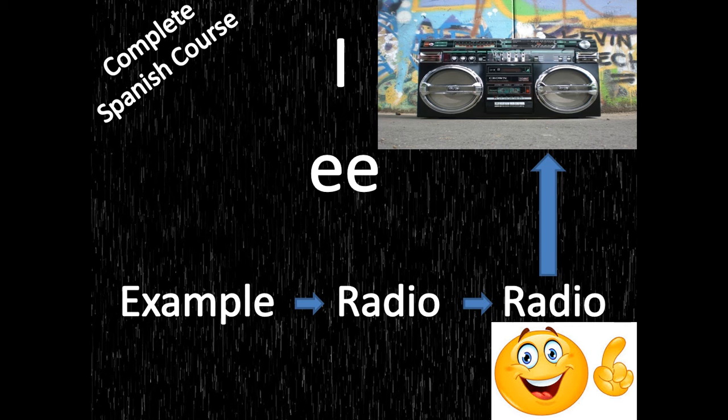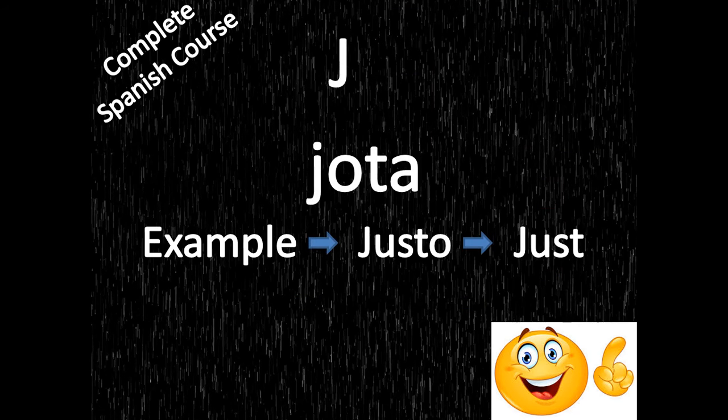Okay. So next letter is J. Letter J is sounded as khota. Example, just. In English we call it just. In Spanish we say justo. Justo.